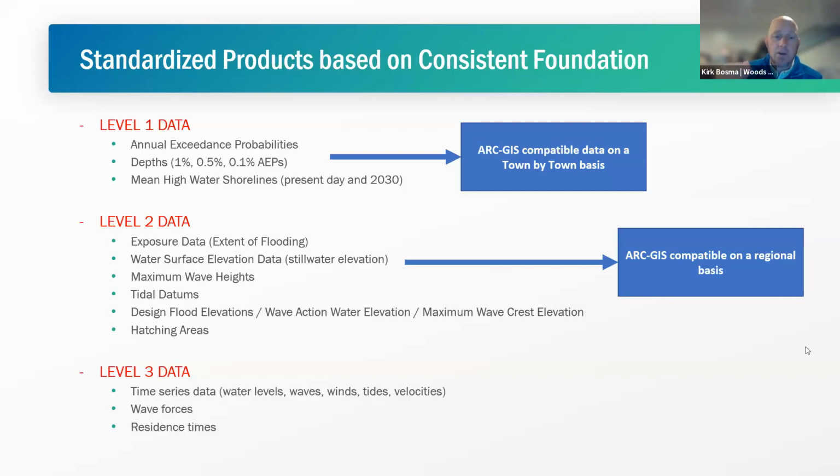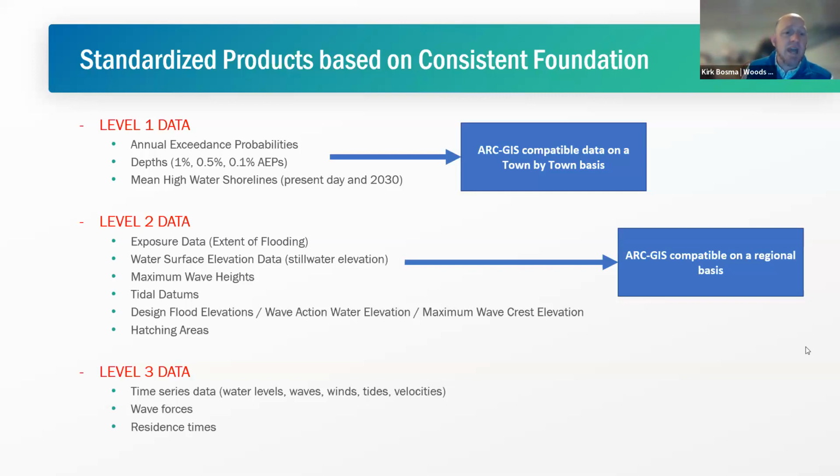And then it also includes mean high water shorelines. Right now, we only have those available for present day and 2030. I'll give you an example of that in a second. Those data are available on a town by town basis, except for the mean high water shoreline. That's for the entire state. And so if you want, say, annual exceedance probability level data for Gloucester, for Falmouth, for Nantucket, you can just download that particular town.